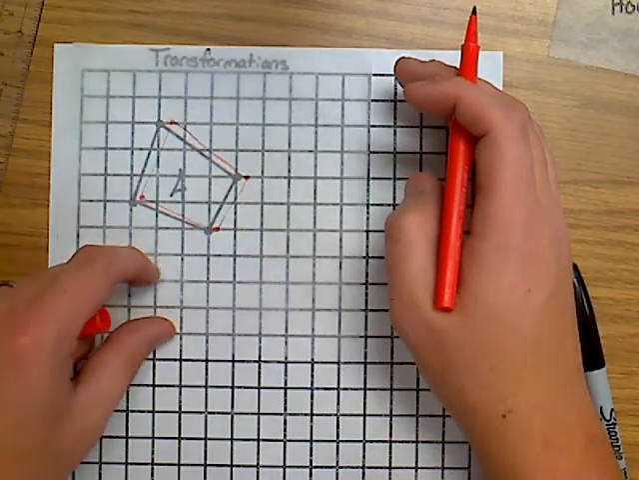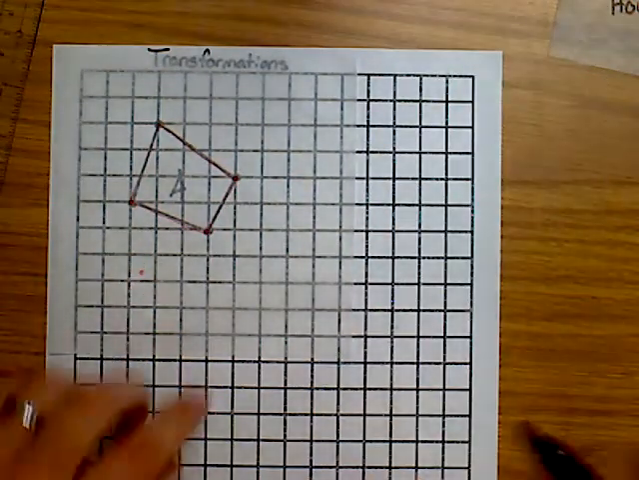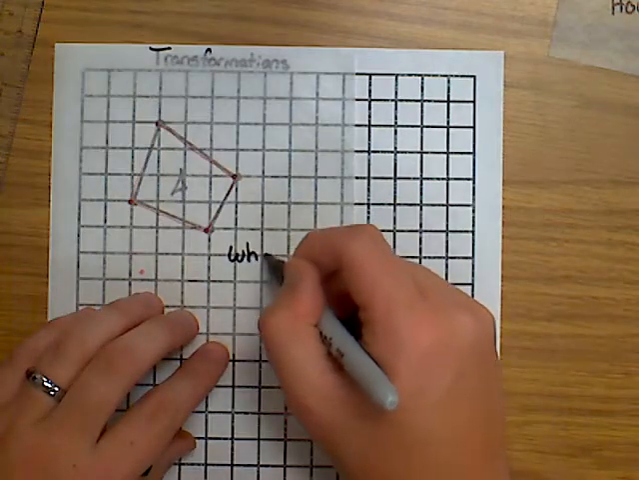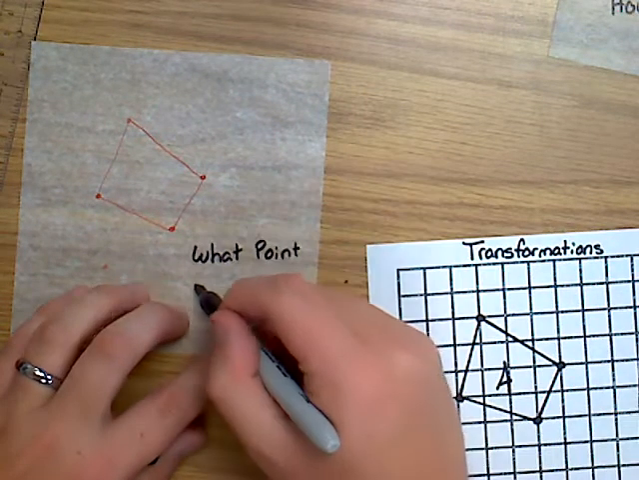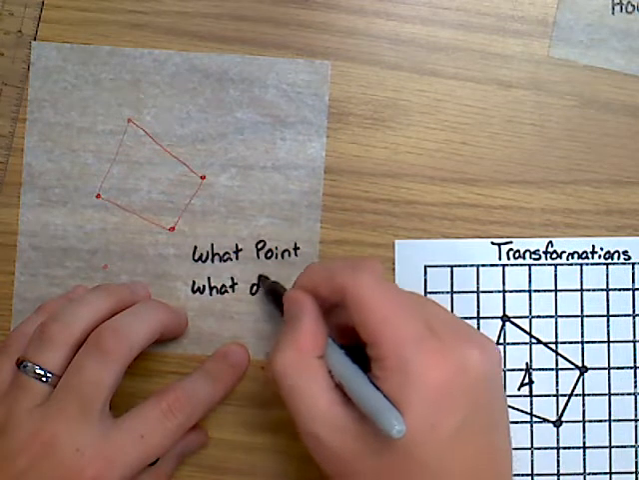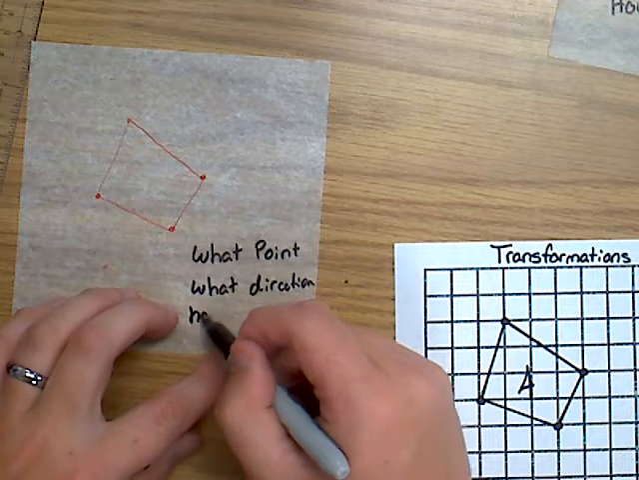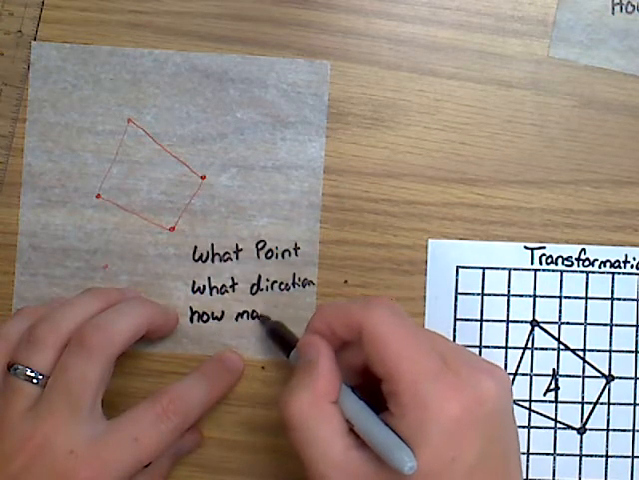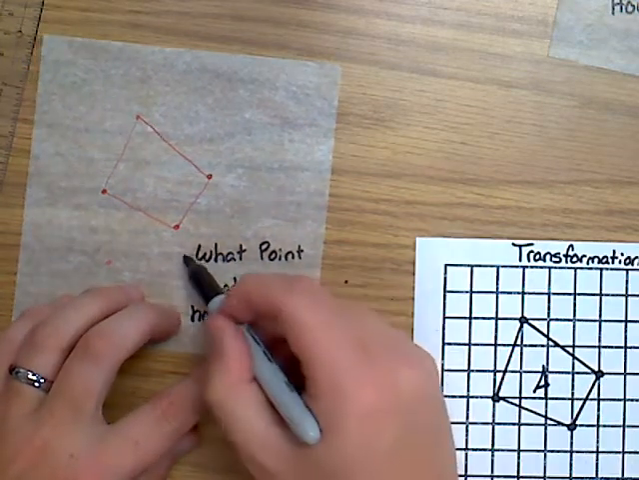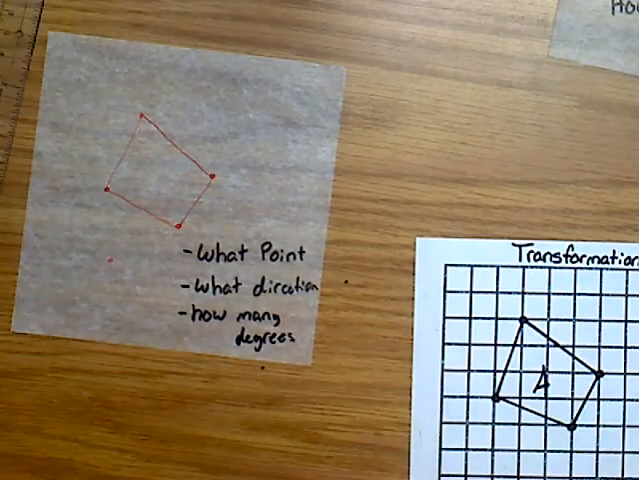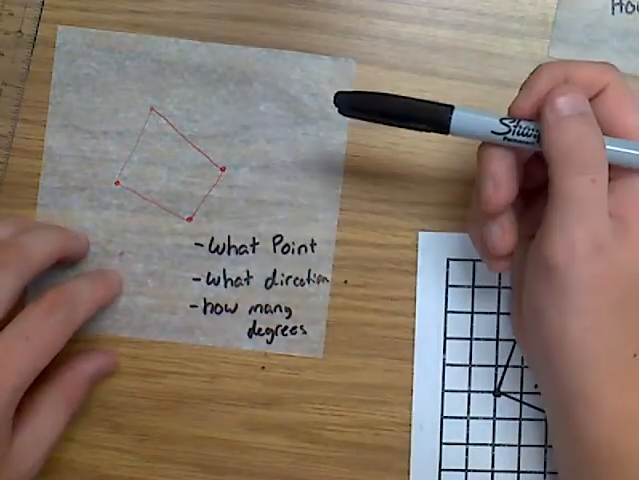Okay? So the two things you need to know about rotation is actually three things. Okay? You need to know what point it's moving around. You need to know what direction it's going. You need to know how many degrees. And like I said before, there will be videos showing you how to do a rotation. But you need to know these three things. What's your point? What direction? And how many degrees are you rotating that direction?